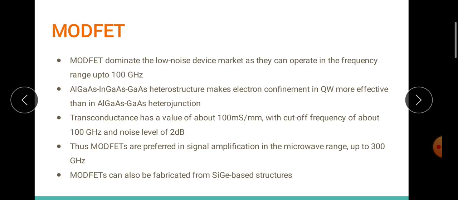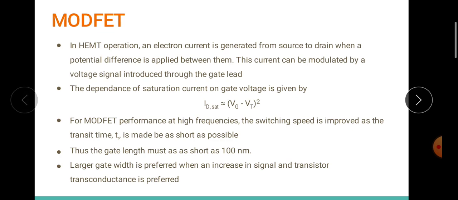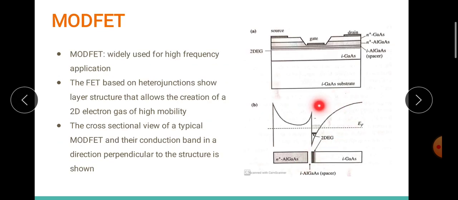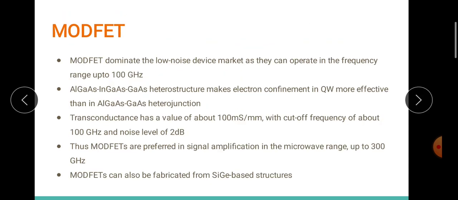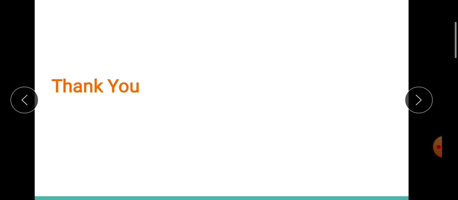So we have seen one electronic structure, which is again based on a modulation doped heterostructure, which is MODFET. We saw why they got their name, HEMT. What are their basic properties, their structure, their energy band diagram, their similarities with MOSFET. These are the things that we discussed in this session.